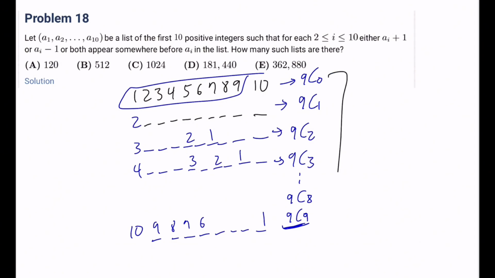And now if you see, we just have to add all of these together, which is 9 choose 0 plus 9 choose 1 plus 9 choose 2, all the way to 9 choose 9. That's just 2 to the 9th power, that's 512. So that's the answer, it's B.